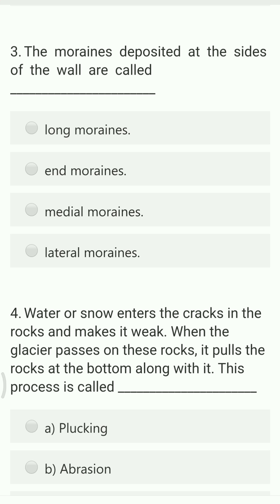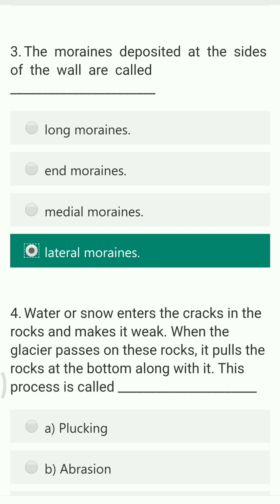The moraines deposited at the sides of the valley are called as dash. So options are long moraines, end moraines, medial moraines and lateral moraines. So the answer is lateral moraines.